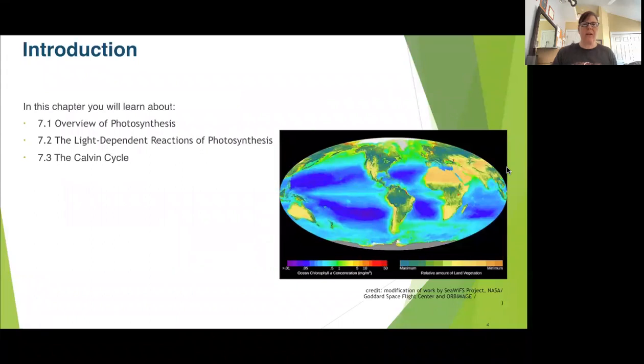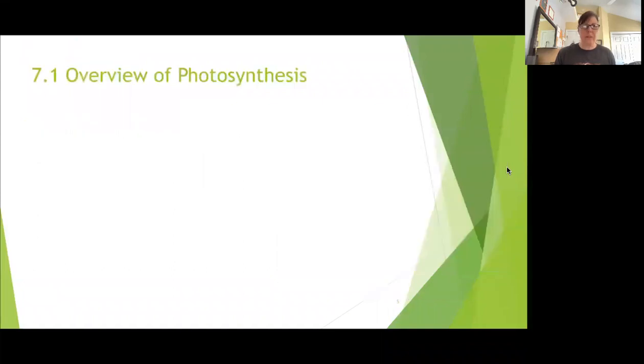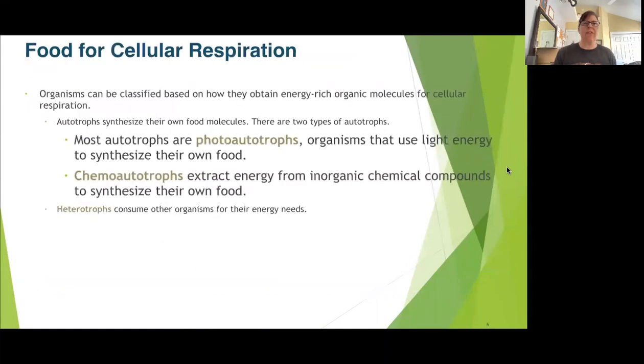We're going to break this chapter into 3 parts. I'm going to do 7.1 today, or in this presentation, I should say. So we have an overall view of photosynthesis. First, food for cellular respiration. Organisms can be classified based on how they obtain energy-rich organic molecules for cellular respiration.